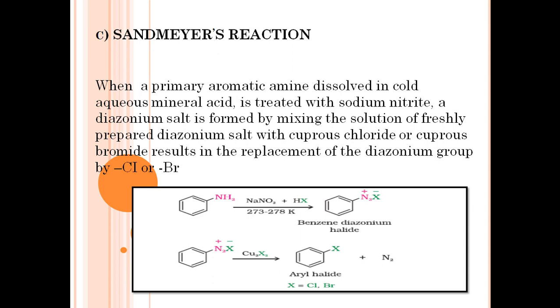C6H5N2X. When this benzene diazonium halide reacts with Cu2X2 or cuprous halide, it will give us aryl halide. Here we must note that the chloro derivative and bromo derivative can be prepared by using this method, X is equal to chlorine and bromine, and nitrogen gas is eliminated during this reaction.